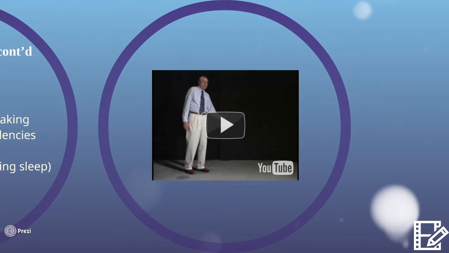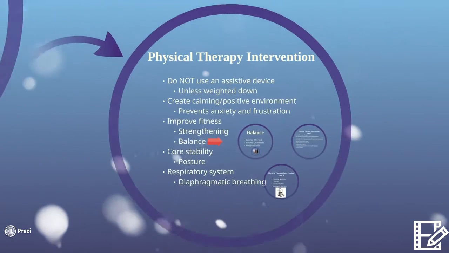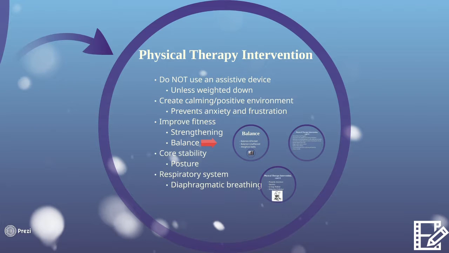So now that you see how someone walks with choreiform gait, you can see that it is difficult to distinguish a step or swing phase as a concrete idea because choreiform gait is unpredictable. So now we're going to discuss some physical therapy interventions.